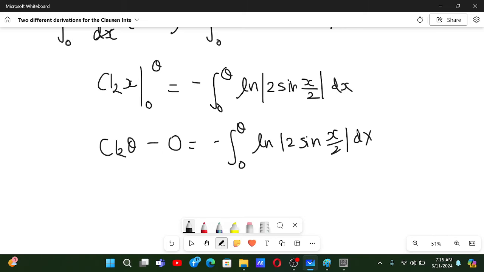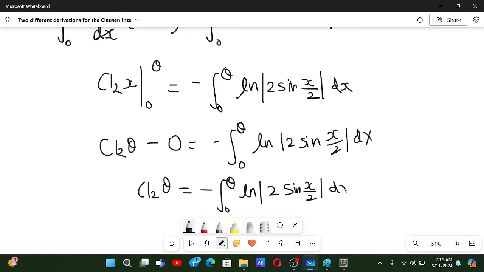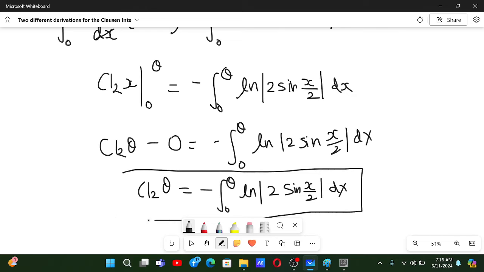So this will just be Cl2 of theta is equal to minus integral from 0 to theta of ln of 2 sine x by 2 dx. So this is our answer. You get this?